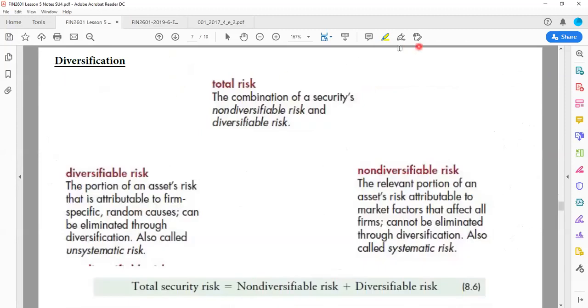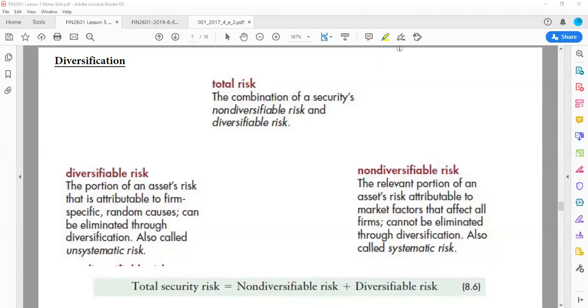Next, you need to know about diversification. Diversification is also a really important section. So the first thing you need to note is that so far we've been talking about risk. That total risk can be divided into two types of risk. We have what we call non-diversifiable risk, and we have what we call diversifiable risk.